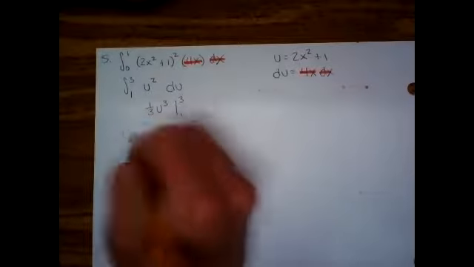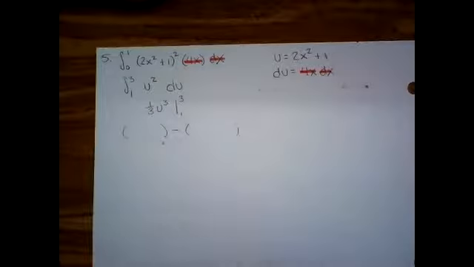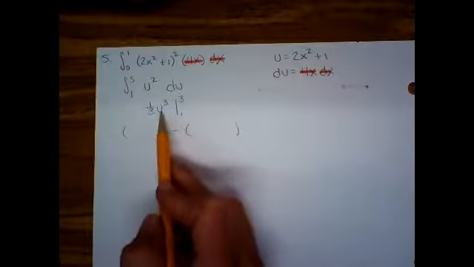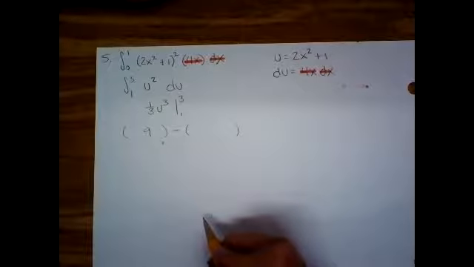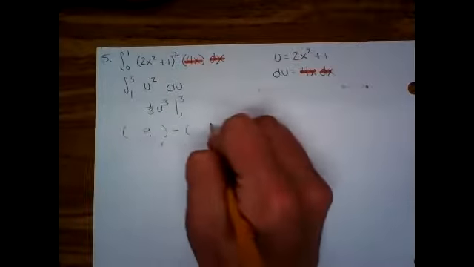Okay, so we're going to do upper boundary minus lower boundary. If you plug in 3 cubed is 27, a third of that is 9. And then minus a third.